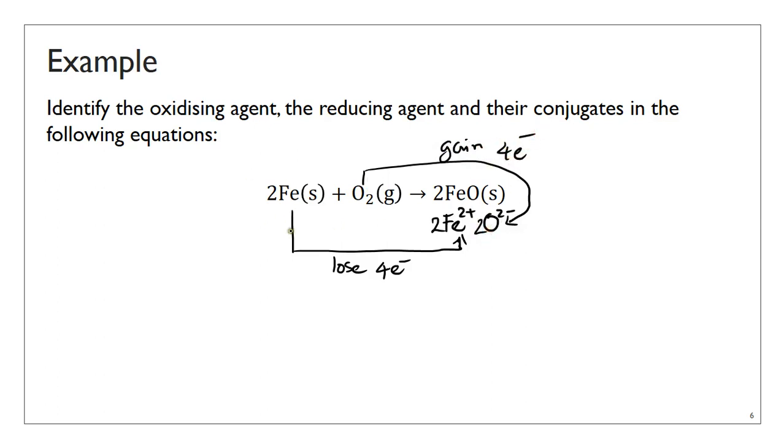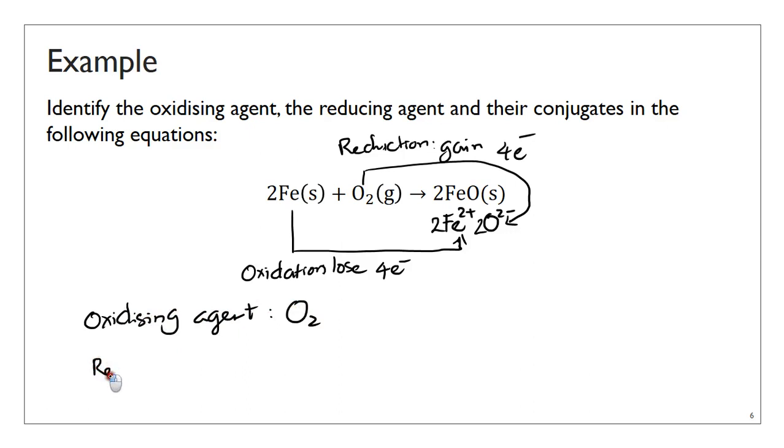If you look at this, Fe has undergone oxidation. So this process is oxidation. It has lost electrons, and the oxygen has undergone reduction. So the oxidizing agent is going to be oxygen. The substance that undergoes reduction is the oxidizing agent. So the oxidizing agent is O2, and the reducing agent is Fe, which means that O2- is the conjugate reducing agent.